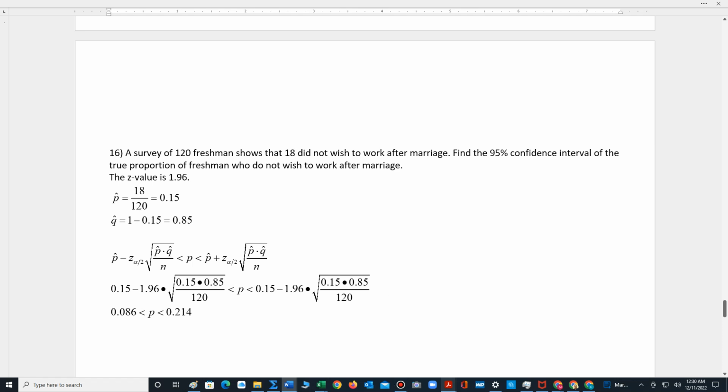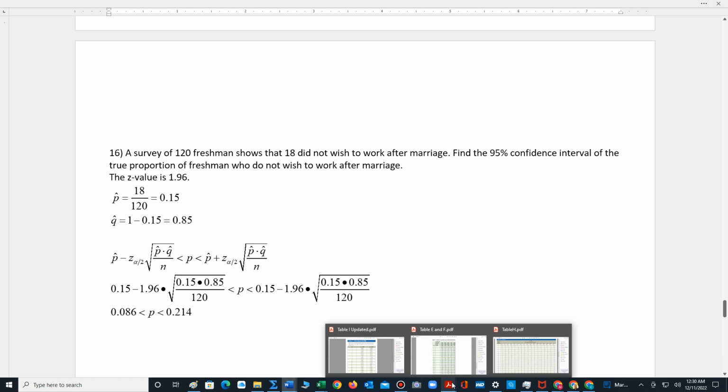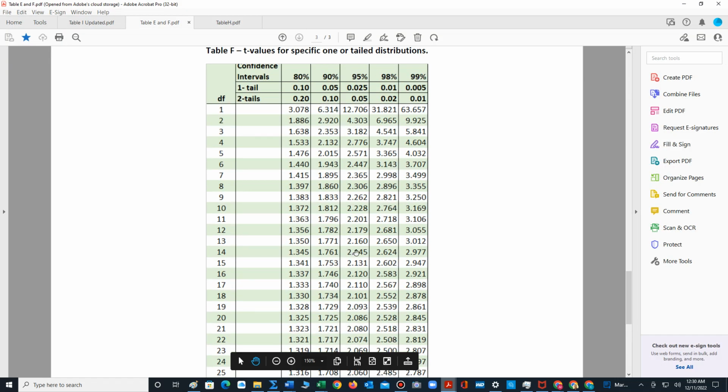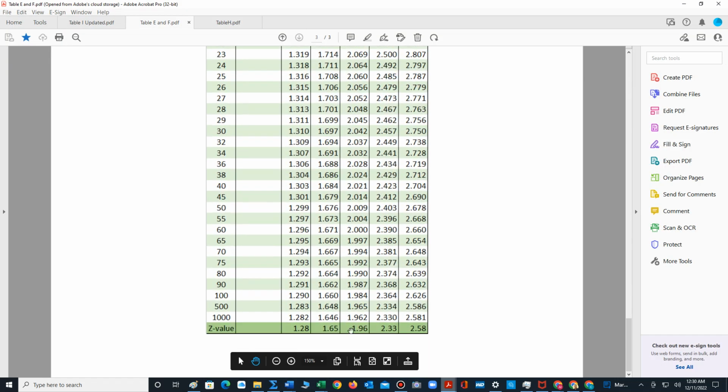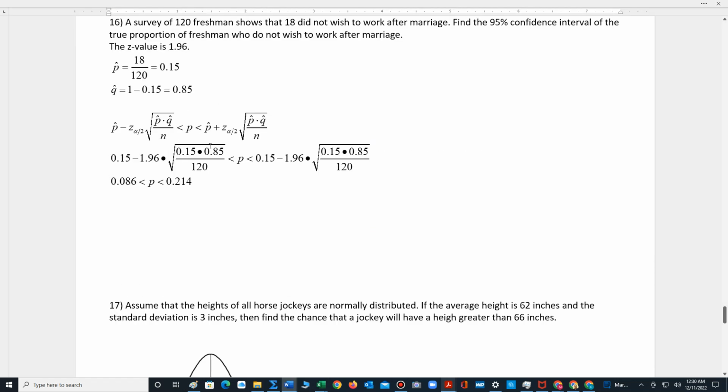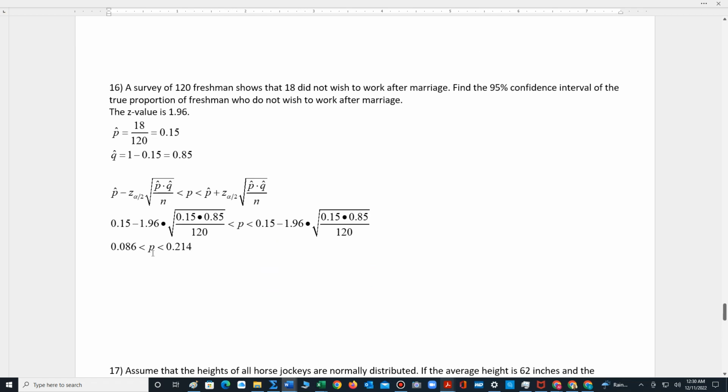At 95%, the z-value is 1.96. We plug that information into the formula and calculate. And so the proportion of freshmen who don't want to work after they get married is somewhere between 0.086 and 0.214.